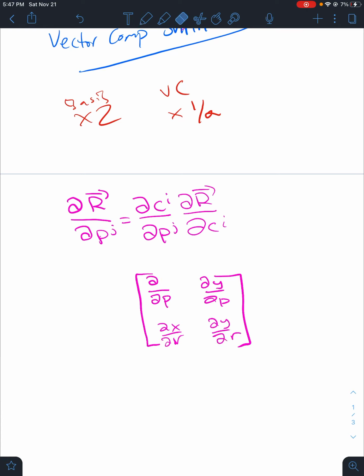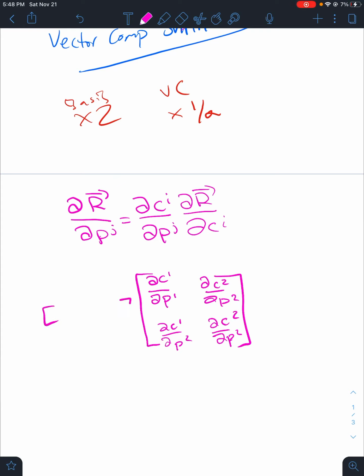And instead, in this form, it's C1 over P1, C2 over P2. These are both P2s. This is C1 and C2 respectively.